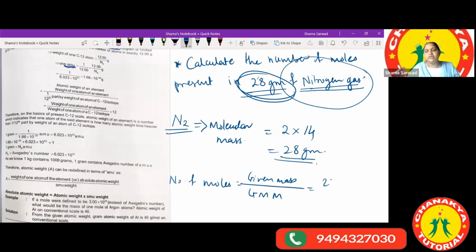That will be what? 28 I gave you, 28 which we have already calculated. Both get cancelled. You will get 1. So 28 gram of nitrogen is nothing but what? 1 mole. Clear?